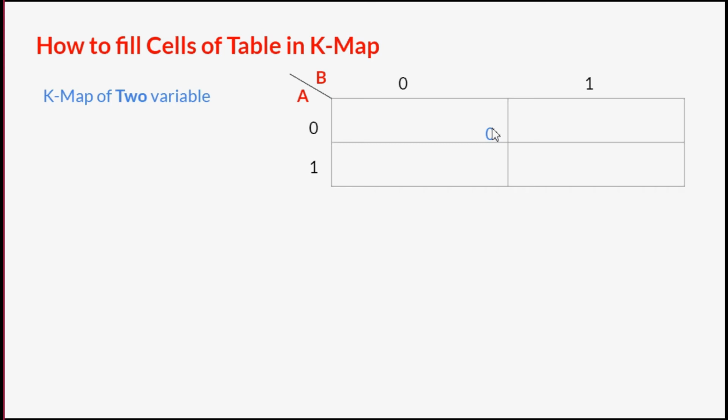Why do we need this? Because whenever we put our terms inside the K-map table, these numbers are going to make that easy for us. We need not calculate every time. Now I am going to explain how these numbers come, but every time you need not calculate that.